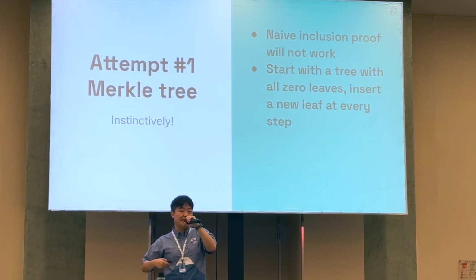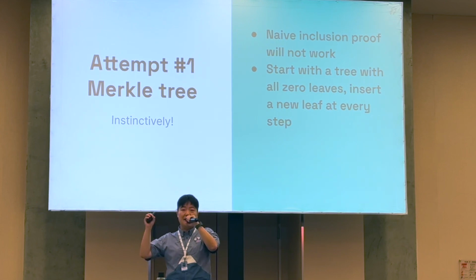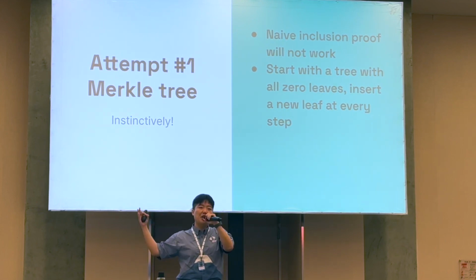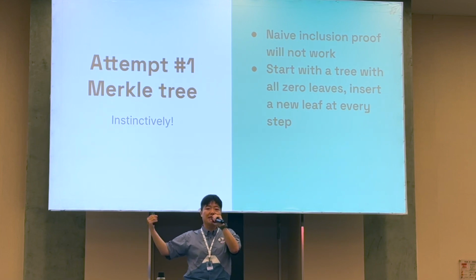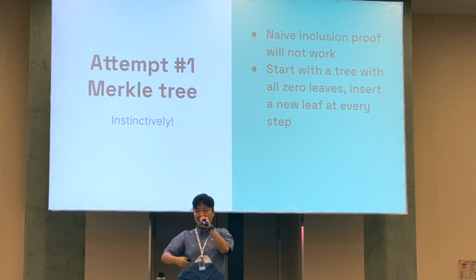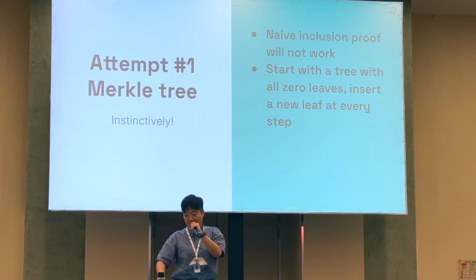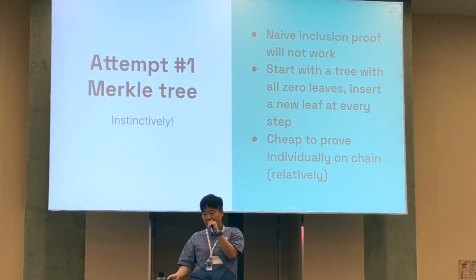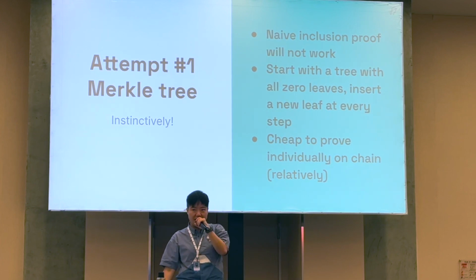Again, the essence is that with IVC, with folding, the input dimension and the output dimension have to be the same. So either I keep a huge array, or I have to keep some single number that represents all my data. And here, with a Merkle root, you're able to do that. And of course, that means it's relatively cheap to prove individually on chain.